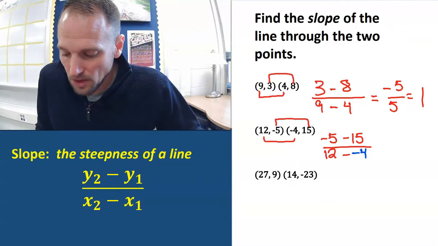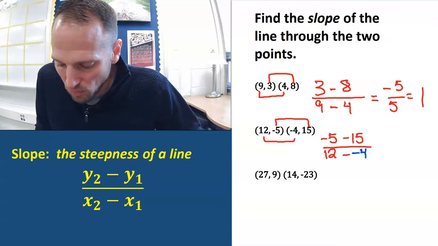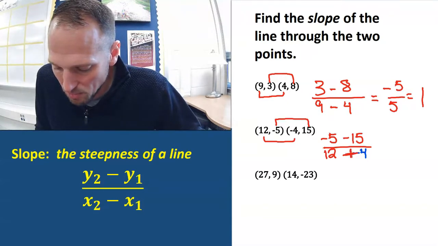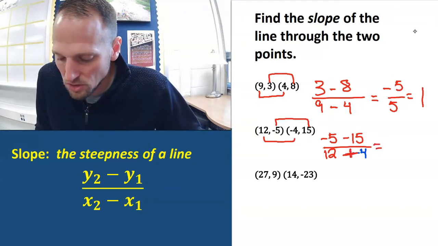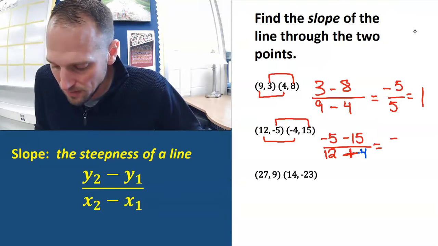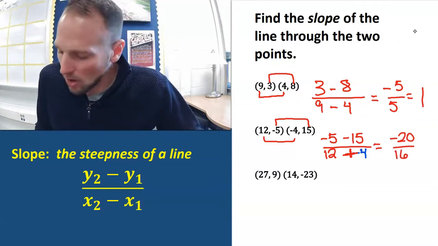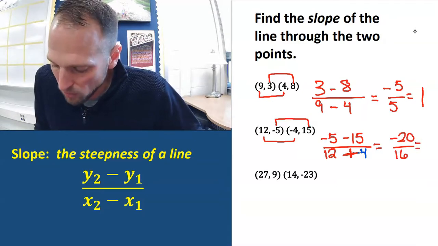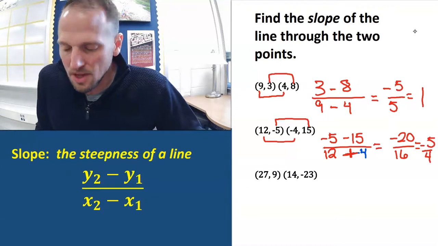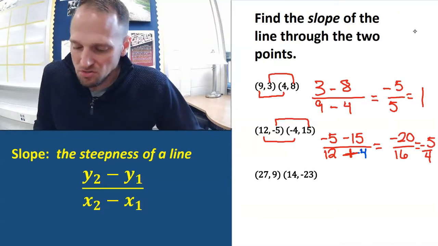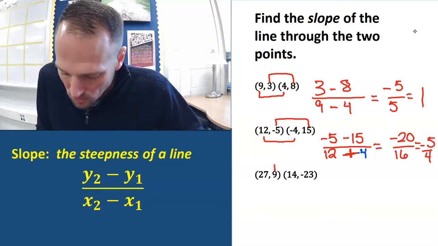-4. So 12 minus -4, minus negative is going to be a plus positive. So -15 minus 5 is going to be -20. And 12 plus 4 is going to be 16. Now, always reduce a fraction. Always. We can divide both of these by 4. This is going to simplify to -5/4. And slope is really easy to use as a fraction, so let's just leave it there. Let's do another one.